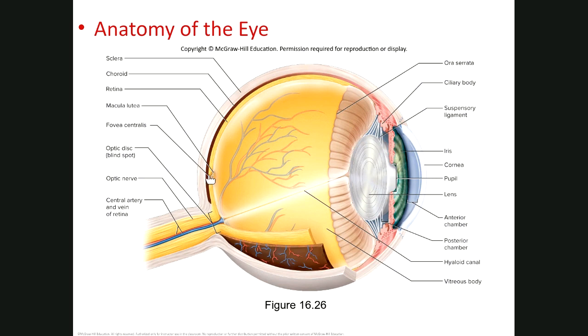Where it lands is actually your fovea centralis, and the area where the fovea centralis is, we call the macula lutea. Okay, this is the optic disc where the optic nerve exits. This is the optic nerve, and through the middle you have the central artery and vein. Towards the front, you will have the cornea, okay, and then you will have the iris.